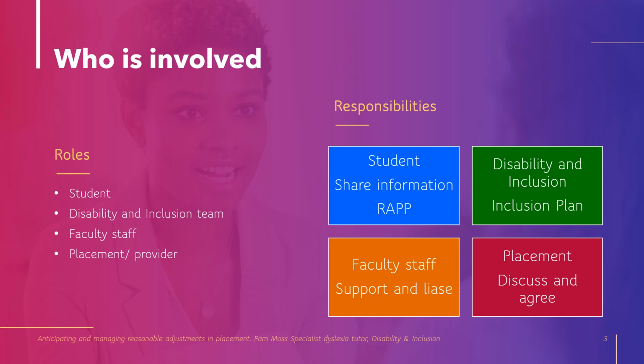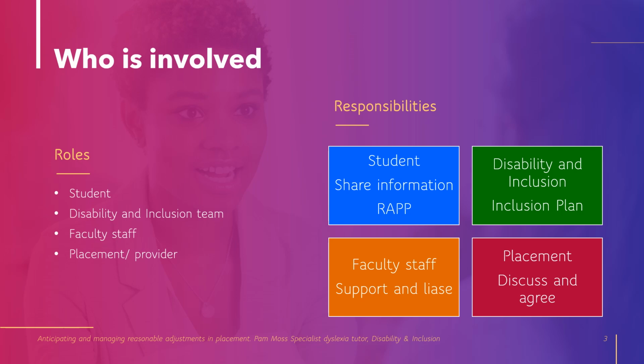The responsibility of disability and inclusion is to create and disseminate an inclusion plan, and this is based on the evidence that a student shares with the disability and inclusion team. And on the inclusion plan, it will stipulate how to complete a reasonable adjustment placement plan.